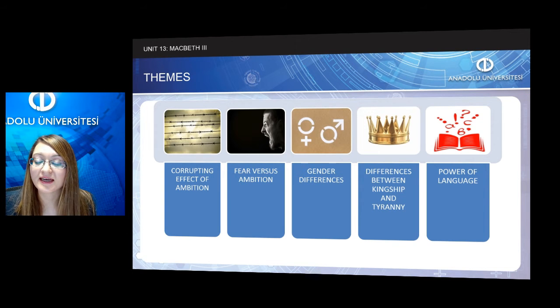At the end of the play, Malcolm is also presented as a rightful king who seems to be following the steps of his father. And the last one is the power of language.